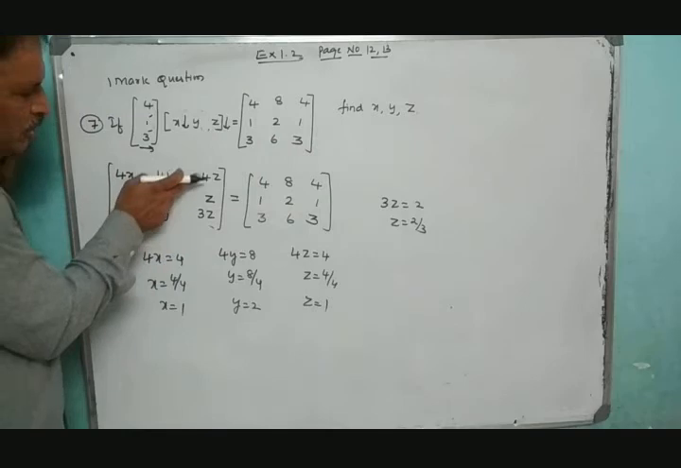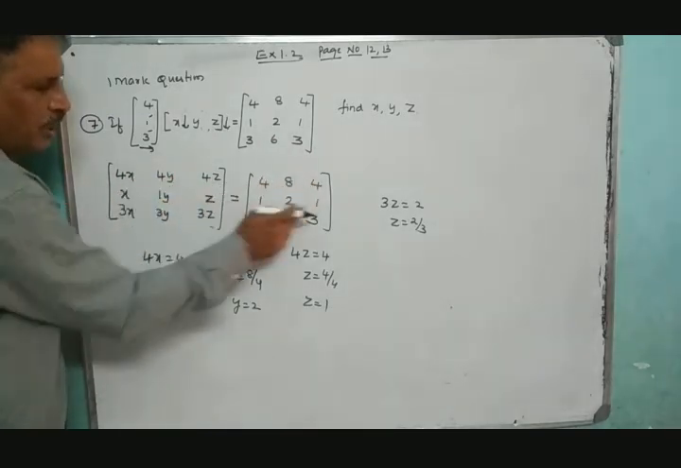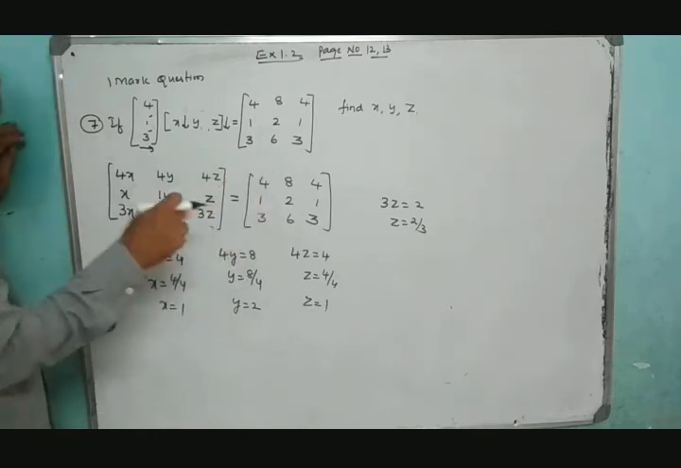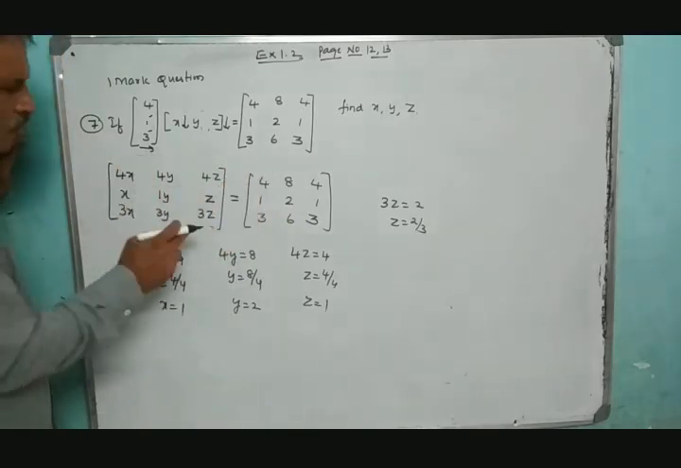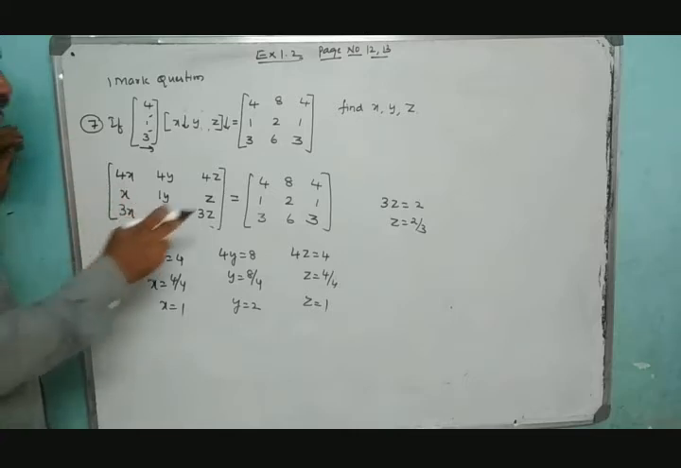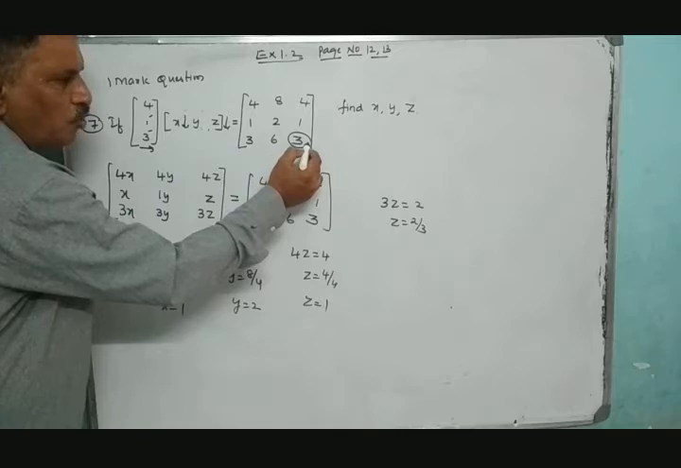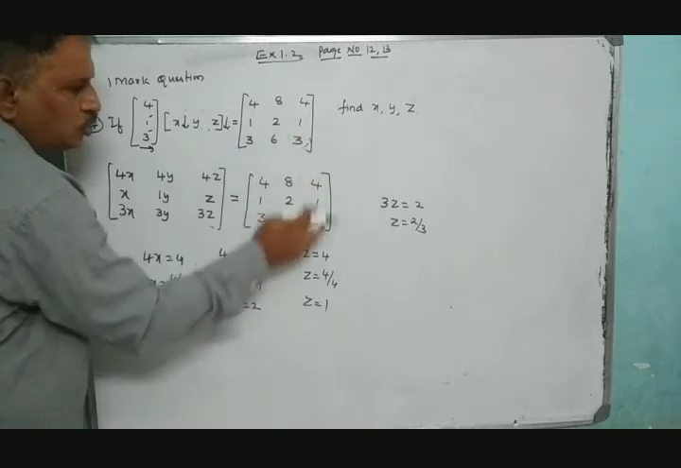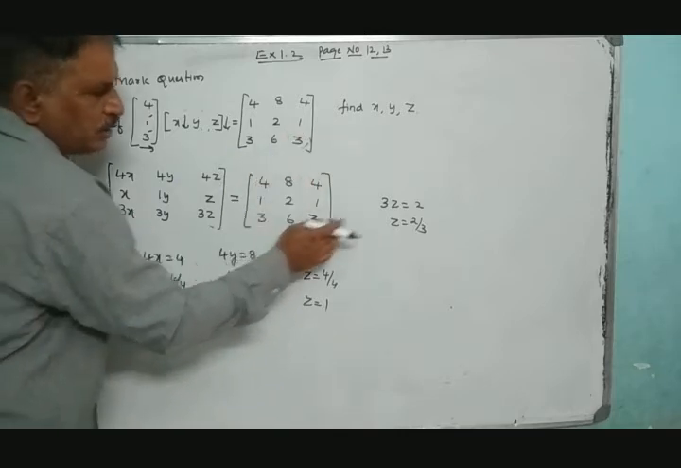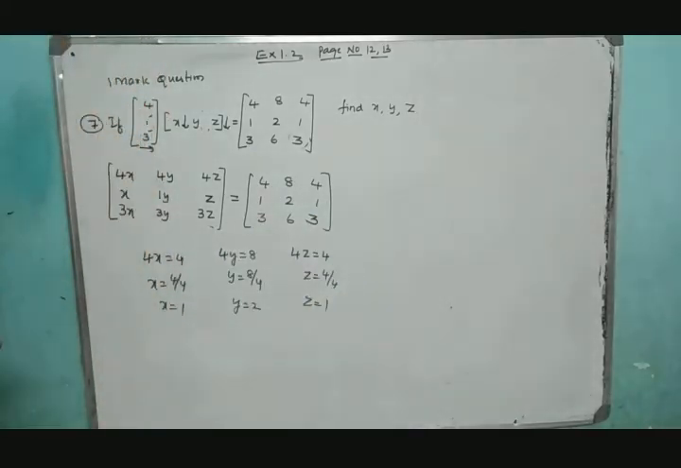Okay, because in these two cases, when I compare, 4z is equal to 4, z is equal to 1, in the first two cases the z value is the same, 1. Whereas in the third one, z is equal to 2 by 3. That means there is a mistake in the question. Instead of 2, you make it 3. So change it in the textbook. Please change this in the textbook. Yes, please note down. So this is the value of x, y, z.